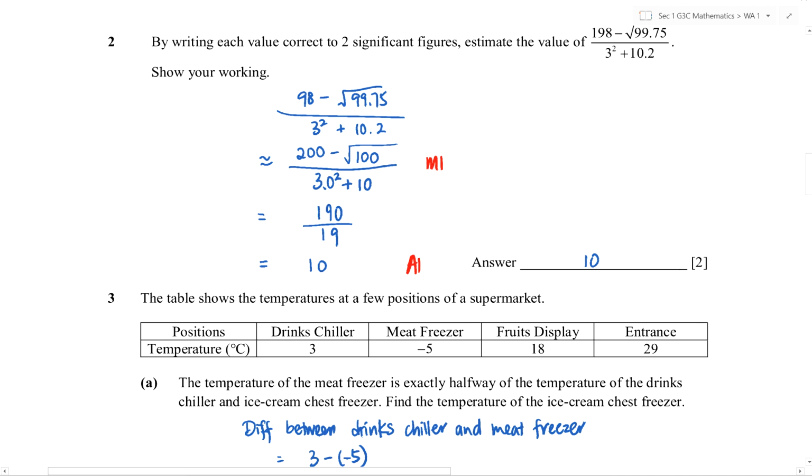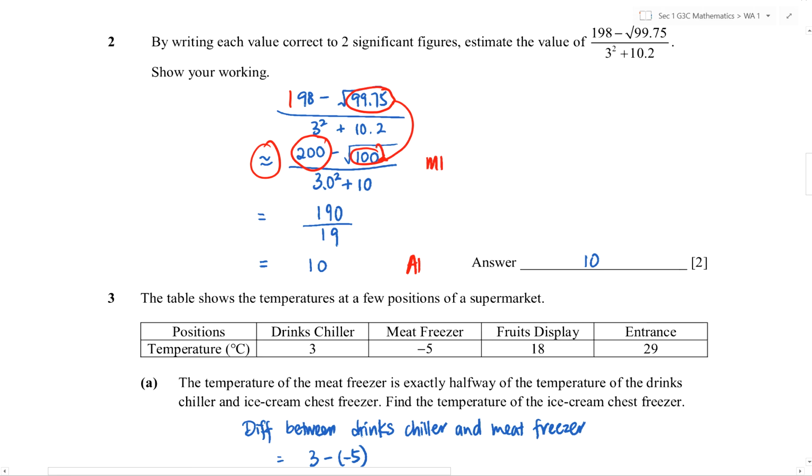By writing each value correct to 2 significant figures, estimate the value. Each value. So I see there's a 198. I'm going to round off the 198 to 2SF, which gives me 200. So this is an approximation sign. I've rounded off the first value to 2SF. Now the second value, square root of 99.75. We are supposed to round off the 99.75 to 2SF. That gives us 100. So this becomes 100.